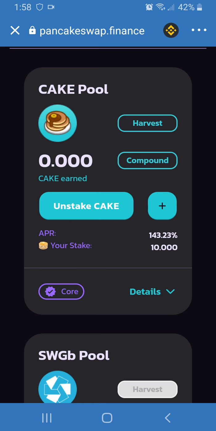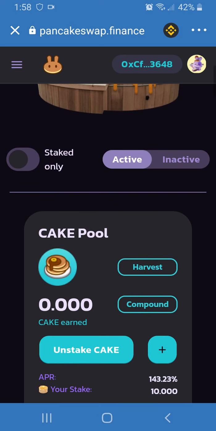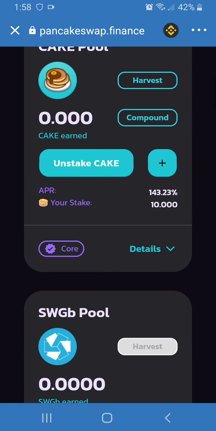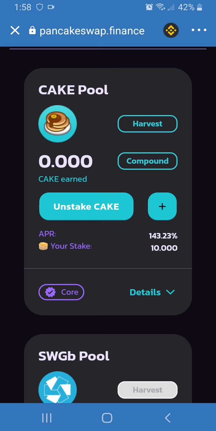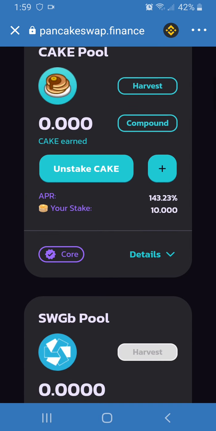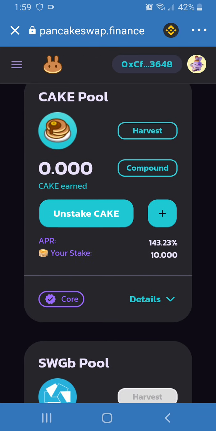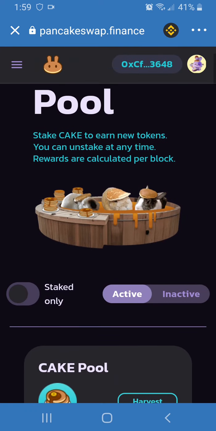I had all the funds, all the value that I have on my Trust wallet, all in cake. This is not financial advice. I think it was 160 cake or so, and I earned about 1 cake in 24 hours. So I was pretty stoked on that. The APR has varied a little bit, 143, 147. I've seen 150 something. So that does change a little bit.